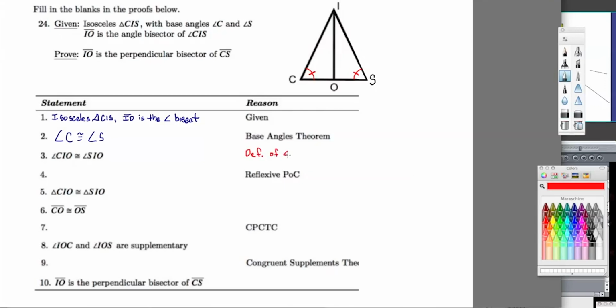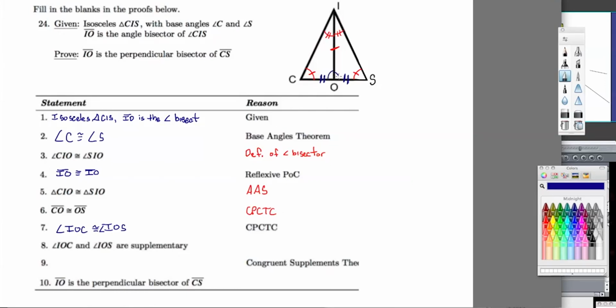Angle CIO and angle SIO are congruent. That's because we were given that IO is a bisector, so those have to be congruent. That's the definition of angle bisector. And these two triangles share something. They share that center segment IO, so we can say reflexive. And we've got AAS, angle angle side. And then we know all the corresponding parts of congruent triangles are congruent. And we also know that angle IOC and angle IOS are congruent because of CPCTC.